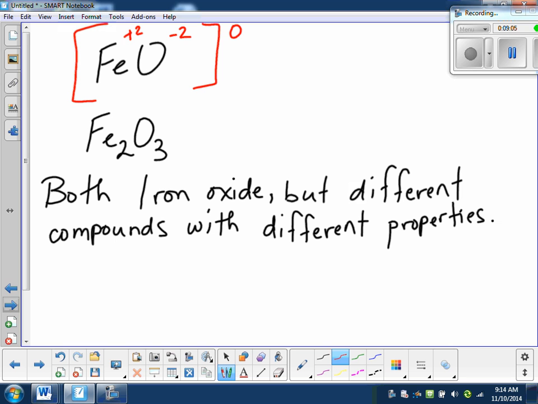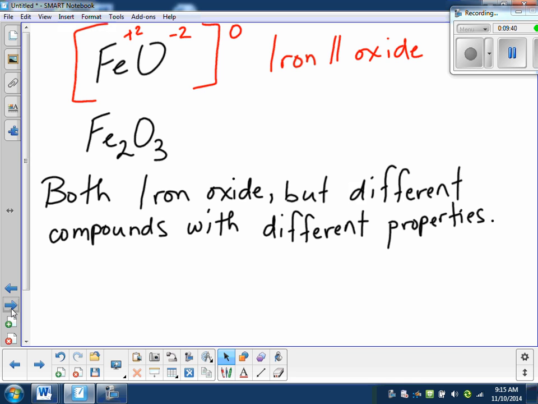So if you think backwards from oxygen, or whatever the anion is, it might be chlorine, it might be one of the halogens, it could be sulfur. If you think backwards from the charge of the anion, you should be able to tell the charge of the cation. And if it's a multivalent cation, we have to say that in the name. So the name of this then is iron, and we put a Roman numeral 2 to show that that's the charge. Iron 2 oxide.